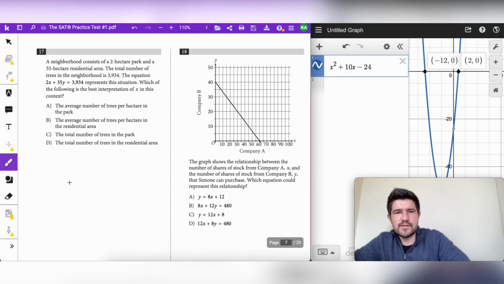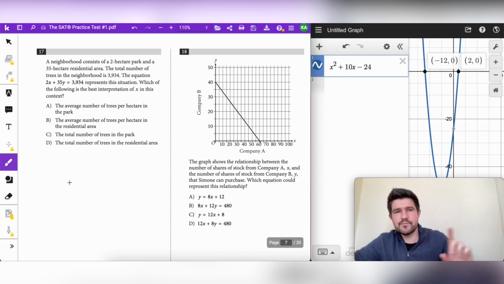Let's see. There's a 2-hectare park. That's just like an amount of space, like acres, and a 35-hectare residential area in this neighborhood. The total number of trees is 3,934. And this equation, 2x plus 35y equals 3,934, represents the situation. They say, which of the following is the best interpretation of x in this context? So that's a little bit tricky.